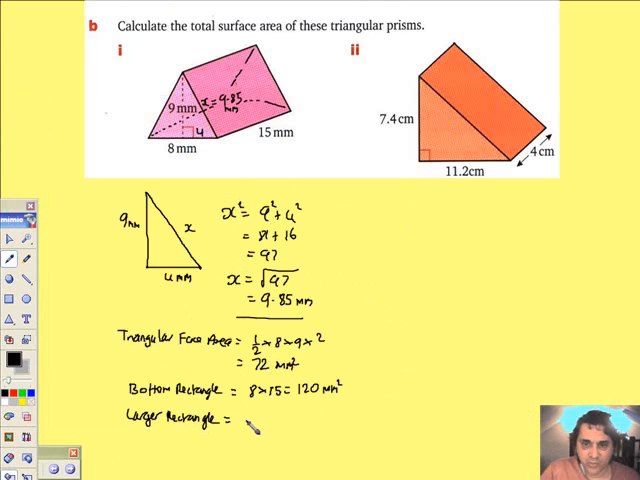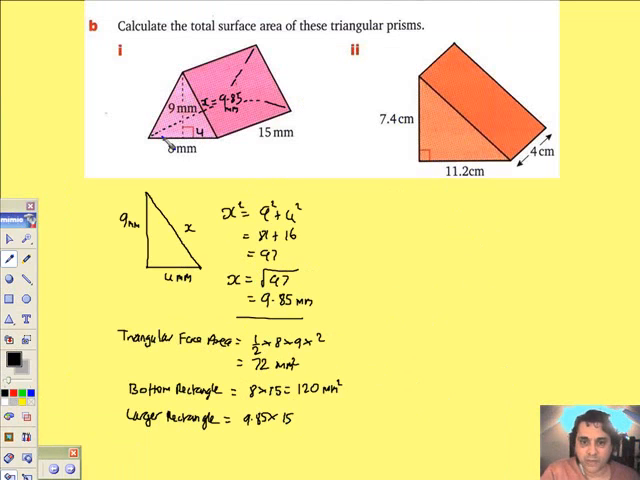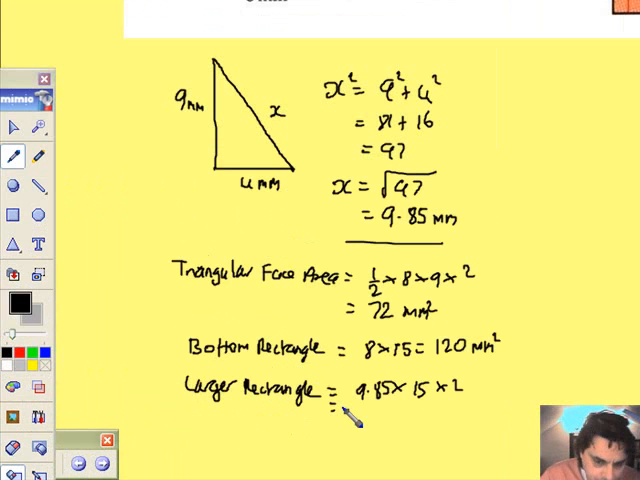I've got 9.85 multiplied by 15, and I've got one at the back as well. Alright, that's that one, so I just multiply it by 2. In fact, I might as well call it triangular face areas and larger rectangles, plural. So 9.85 times 15 times 2 of them. I've got 295.5 millimeters squared. Hopefully I want to get the total area.